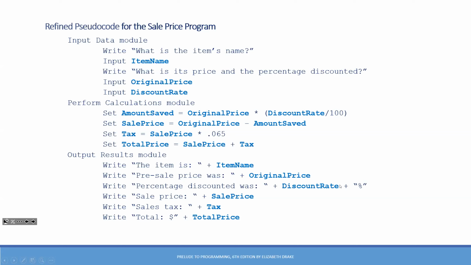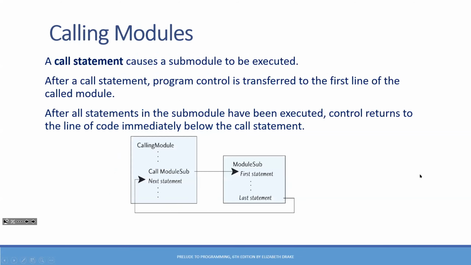So in this chapter, they show you the sale price program from inception, deciding this was something that needed to be written, the IPO chart that shows us separating out the input, processing, and output, and finally the full pseudocode with it ready to go.